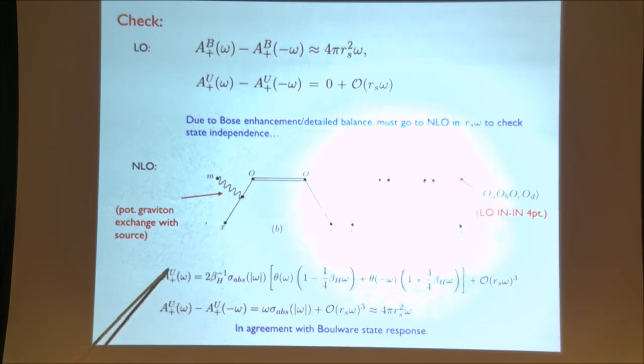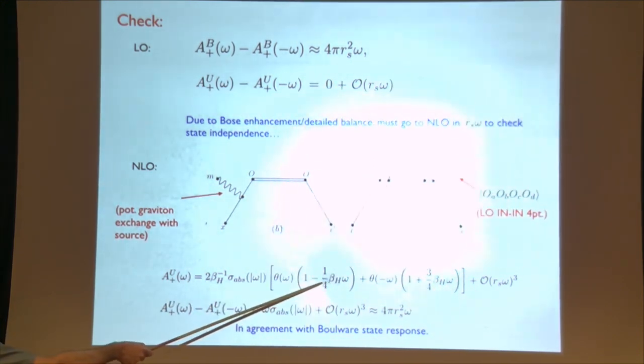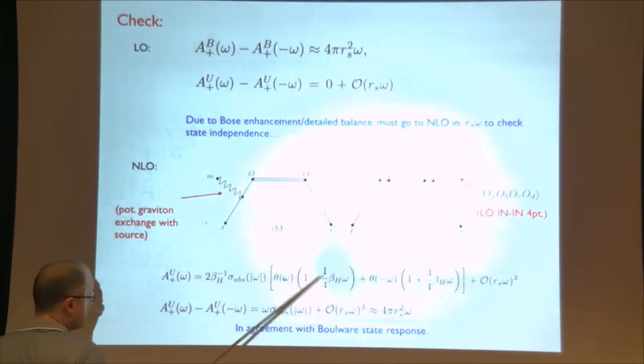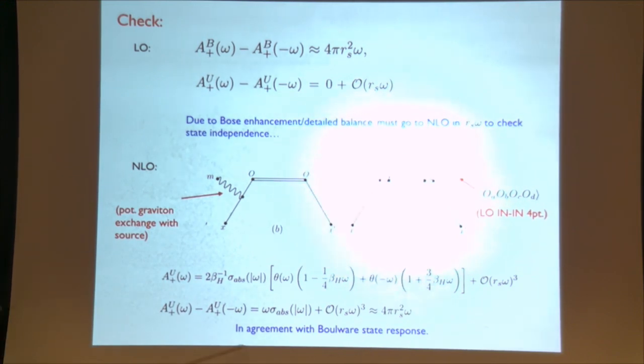And so once you do that, you get that the correction to the Unruh state response is this piece for absorption, this piece for emission. And indeed, the difference agrees with what you get in the Boulware state. So that, for us, resolves the question of why are the Wightman functions not Planck suppressed for the Hawking thing?